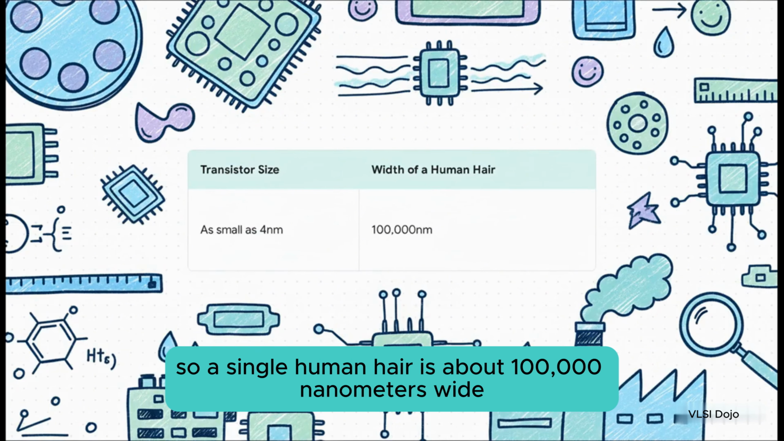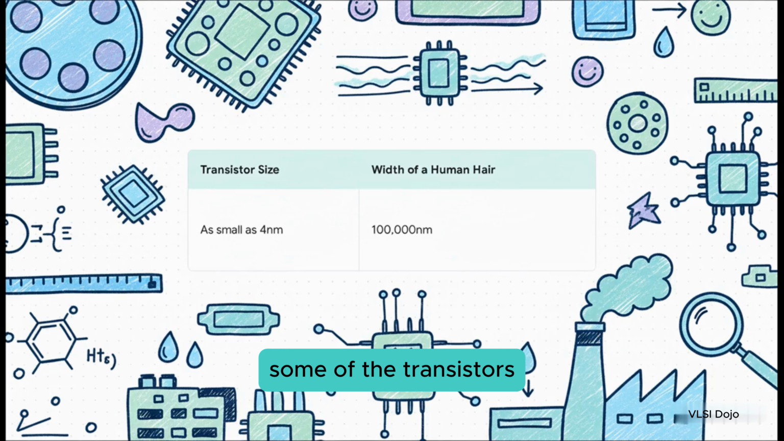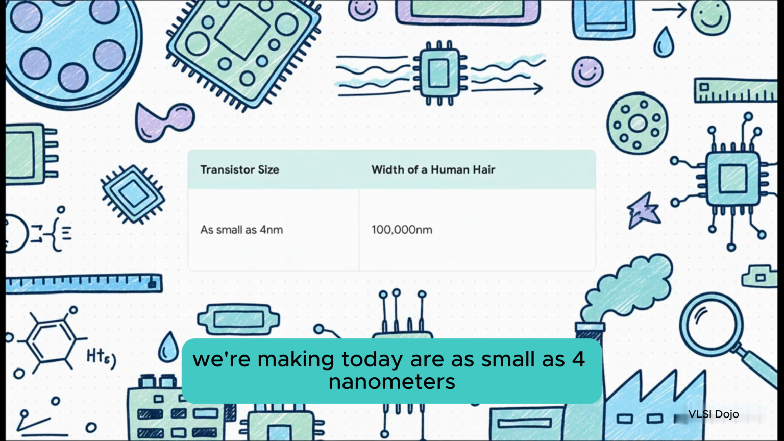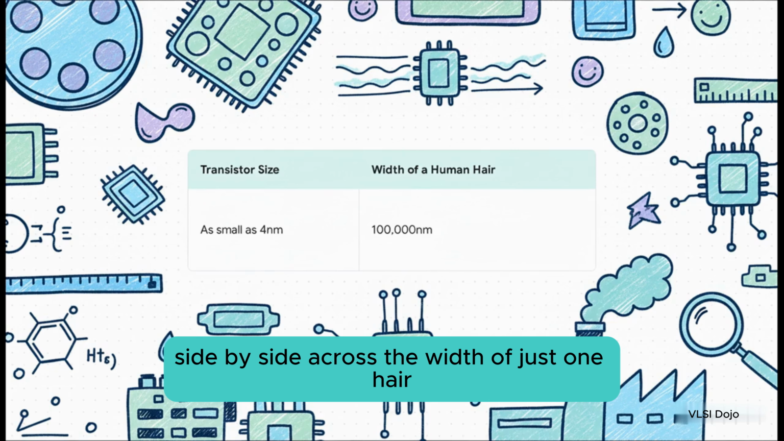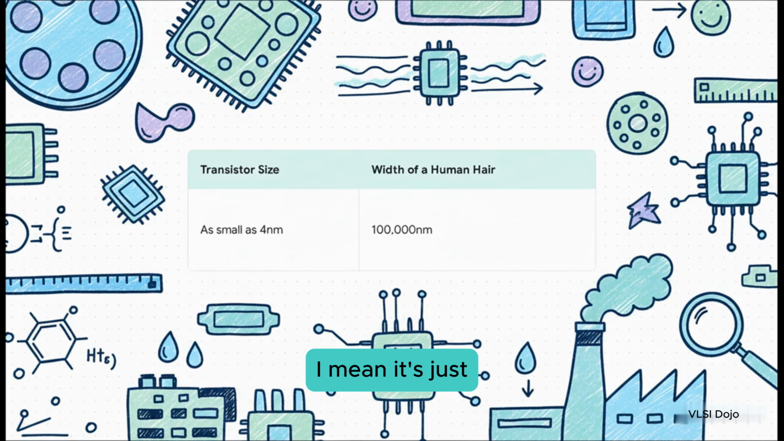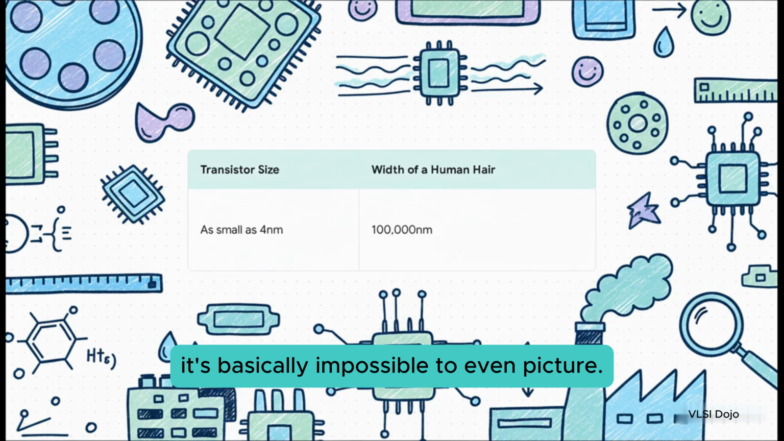Okay, so a single human hair is about 100,000 nanometers wide. Some of the transistors we're making today are as small as 4 nanometers. That means you could line up more than 20,000 of them side by side across the width of just one hair. I mean, it's basically impossible to even picture.